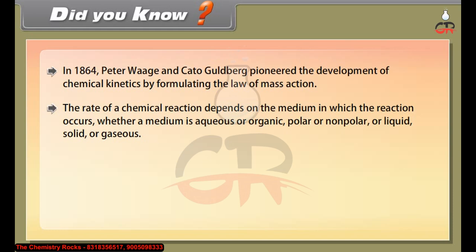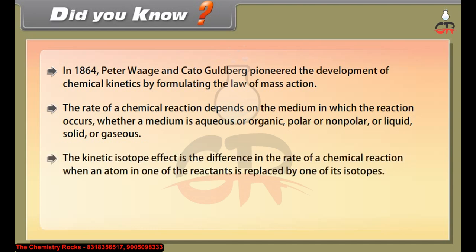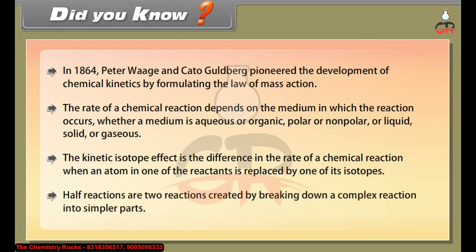The rate of a chemical reaction depends on the medium in which the reaction occurs, whether the medium is aqueous or organic, polar or non-polar, or liquid, solid, or gaseous. The kinetic isotope effect is the difference in the rate of a chemical reaction when an atom in one of the reactants is replaced by one of its isotopes. Half reactions are two reactions created by breaking down a complex reaction into simpler parts.